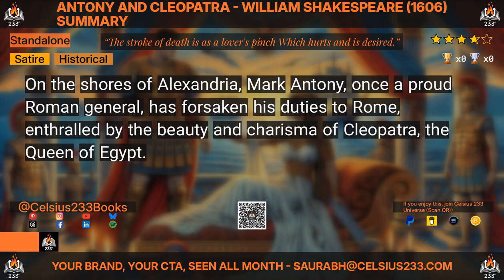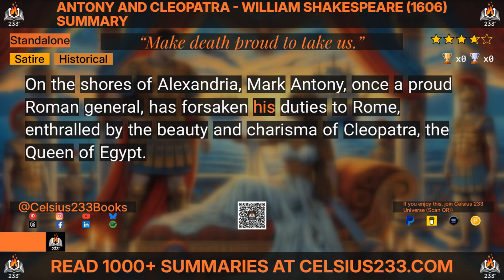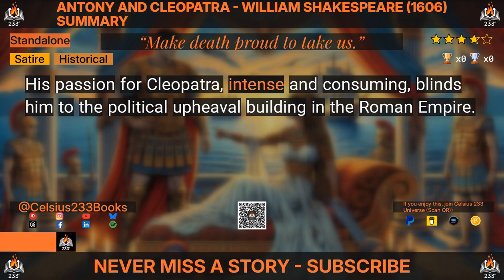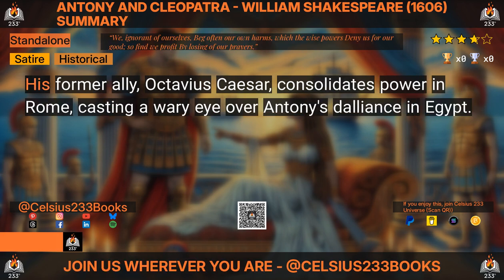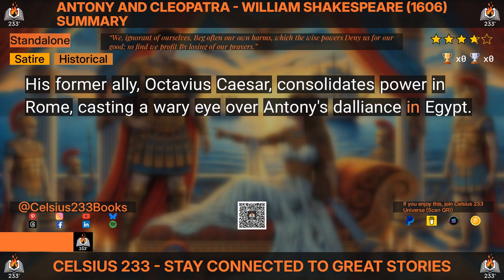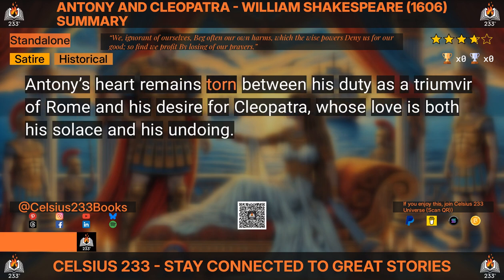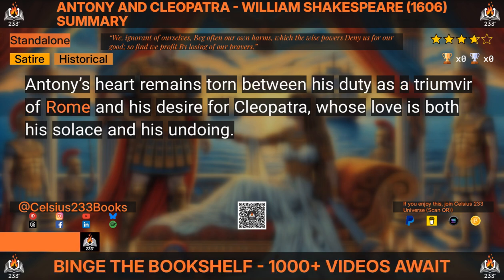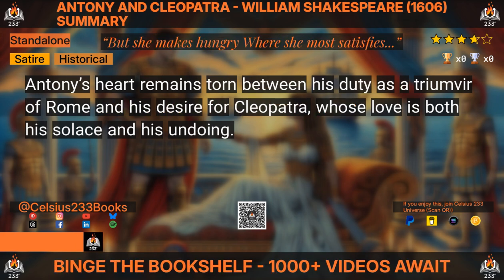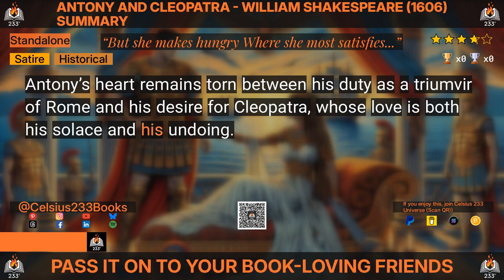Plot summary. On the shores of Alexandria, Mark Antony, once a proud Roman general, has forsaken his duties to Rome, enthralled by the beauty and charisma of Cleopatra, the Queen of Egypt. His passion for Cleopatra, intense and consuming, blinds him to the political upheaval building in the Roman Empire. His former ally, Octavius Caesar, consolidates power in Rome, casting a wary eye over Antony's dalliance in Egypt. Antony's heart remains torn between his duty as a triumvir of Rome and his desire for Cleopatra, whose love is both his solace and his undoing.